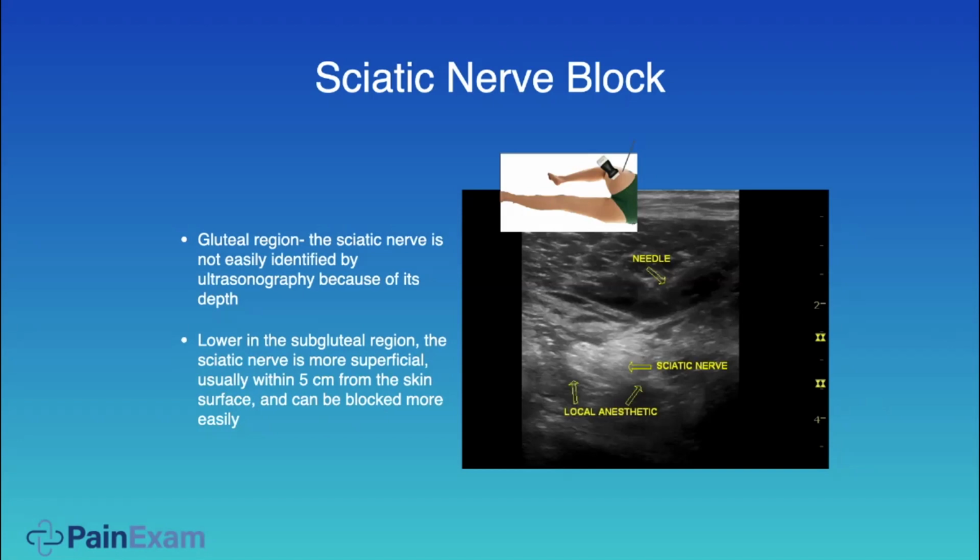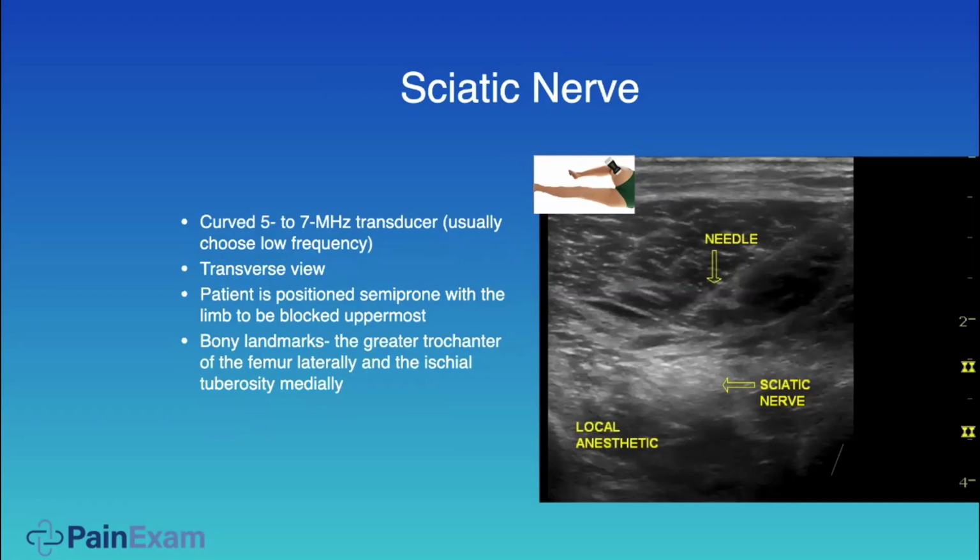When it comes to the pain office, sometimes it's not even the nerve, it's the piriformis muscle that is acting out. So if you're in the perineural space or in the piriformis, you're going to probably get relief one way or another. So it's a little tougher on the anesthesiologist, I think. Lower down in the subgluteal region, you may be able to find the nerve a little easier, and then you can trace the nerve up. It's usually within 5 centimeters of the skin surface and can be blocked.